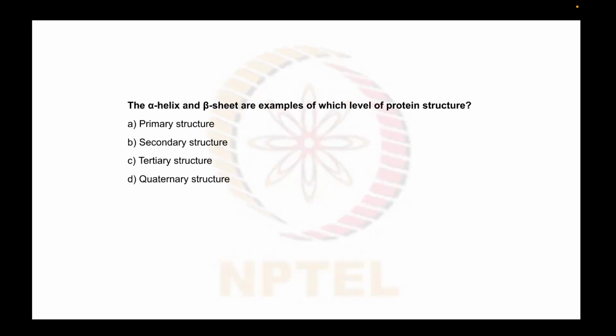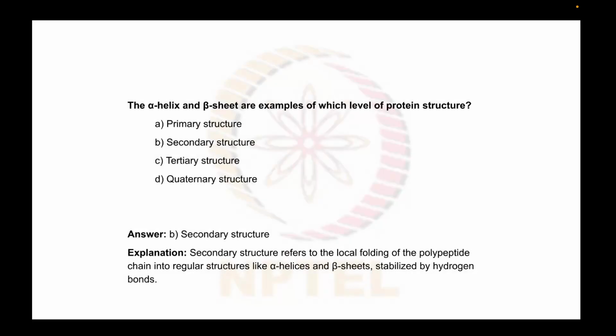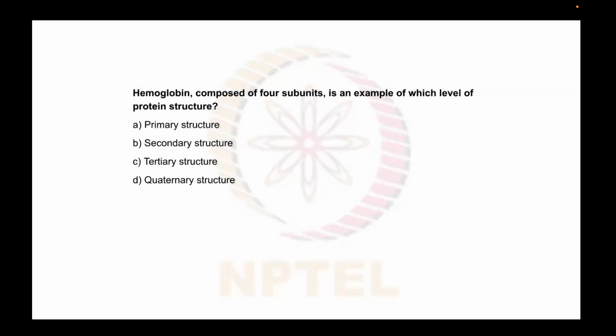Thank you for your answers. So secondary structure of a protein refers to the local folding of the polypeptide chain into regular structures like alpha helices and beta sheets, stabilized by hydrogen bonds. So I have a question based on what I discussed in slide 1.